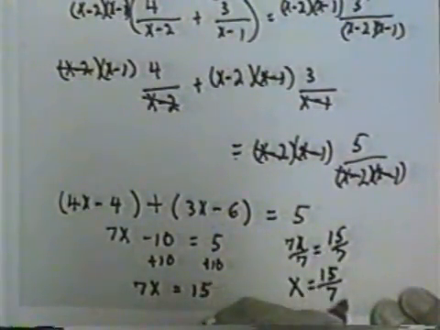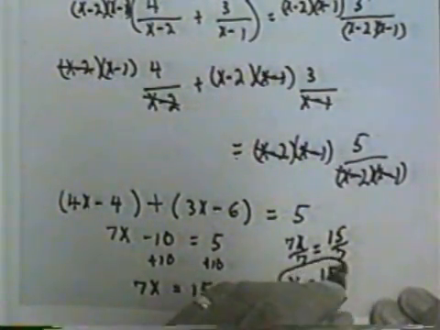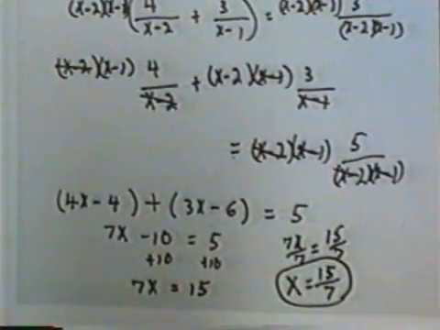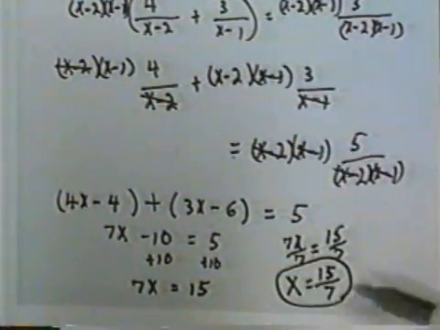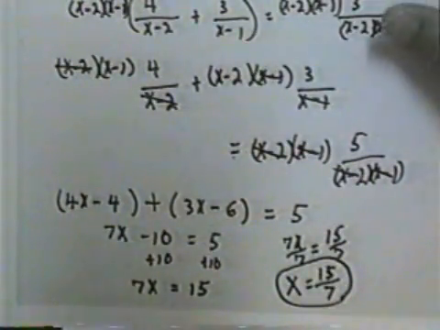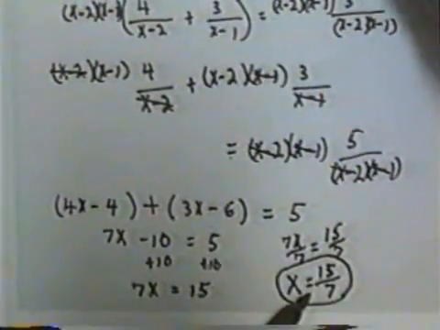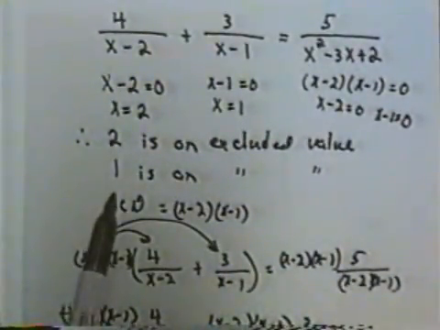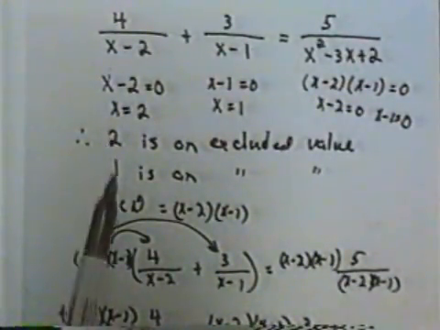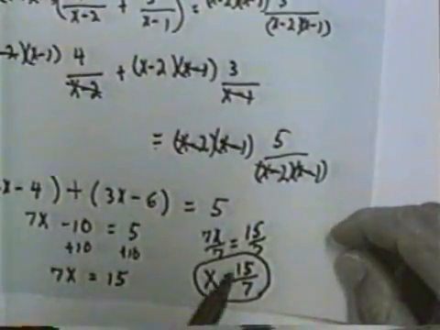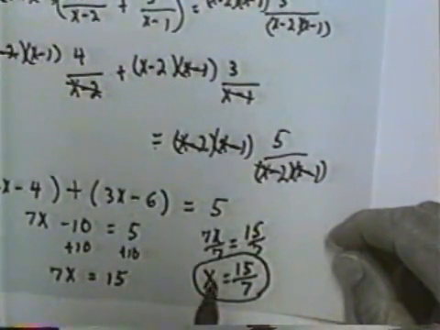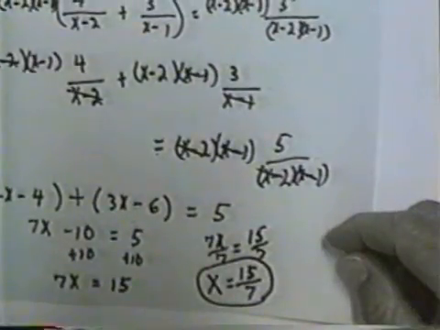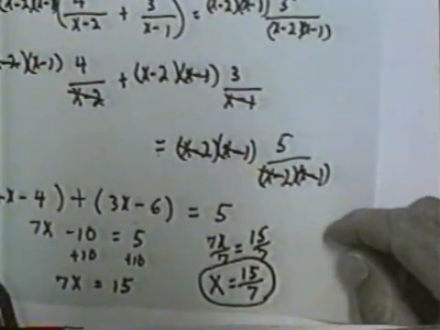Now I'm not going to check this one. If you find a mistake, please point it out to me. But this is the procedure. Now what you need to do now is to go back and see if 15 sevenths is an excluded value. And notice that it is not. The excluded values were 2 and 1. 15 sevenths is okay, so therefore 15 sevenths is the solution.